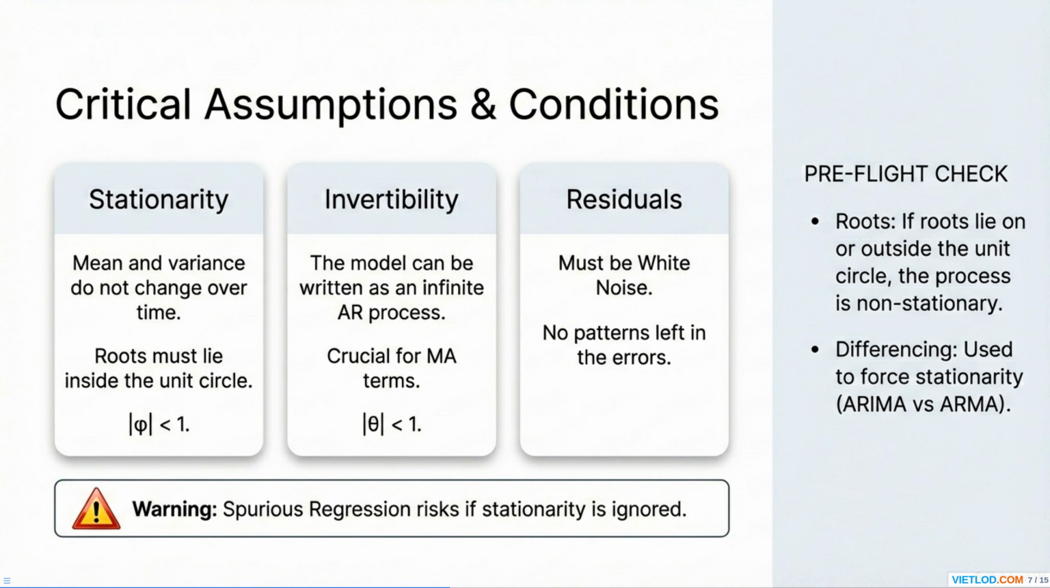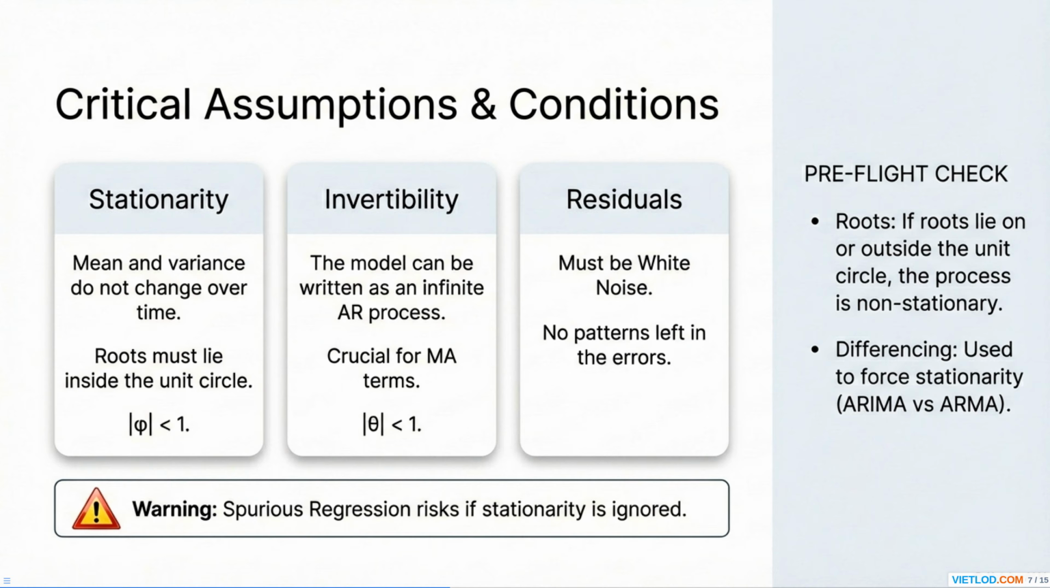Secondly, invertibility is crucial for the moving average part, allowing it to be expressed as an infinite AR process. This requires the absolute value of the MA roots, or theta values, to also be less than 1. Finally, the model's residuals must be white noise. This confirms our model has captured all systematic patterns, leaving only unpredictable random errors.